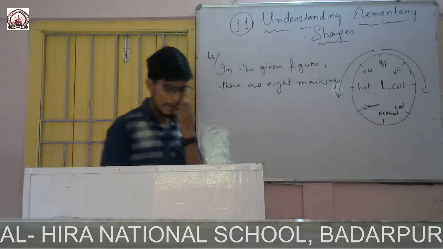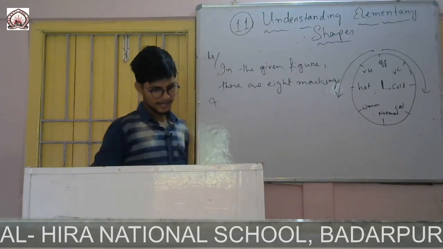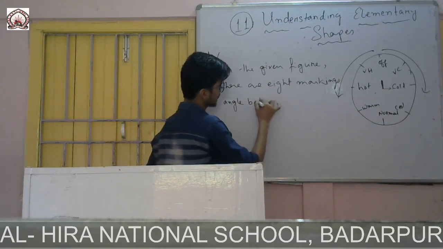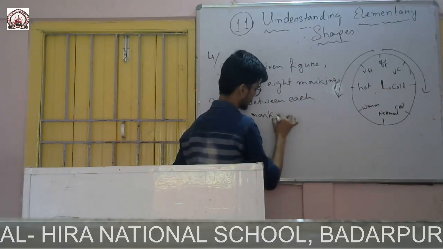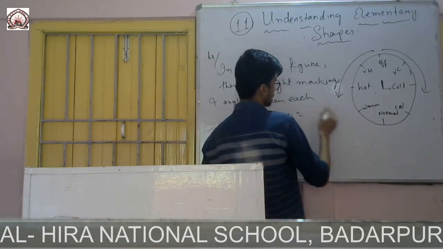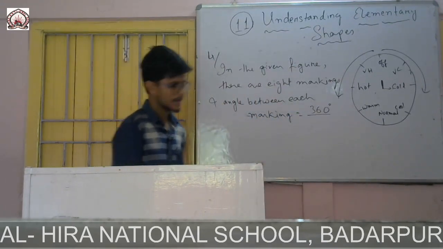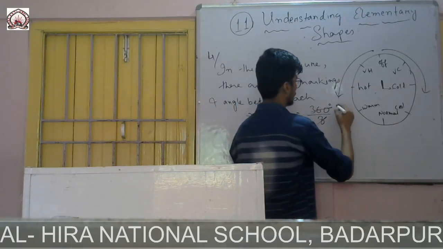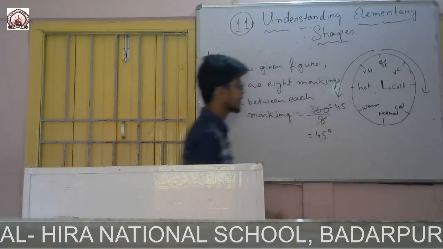There are 8 markings, and you can write: angle between each marking will be equal to, you find, angle between each marking is equal to, so total one full rotation is 360 degree, and there are how many parts? 8 parts. So if I cancel with 8, 4 8s are 32, 5 8s are 40. That means which is equal to 45 degree.